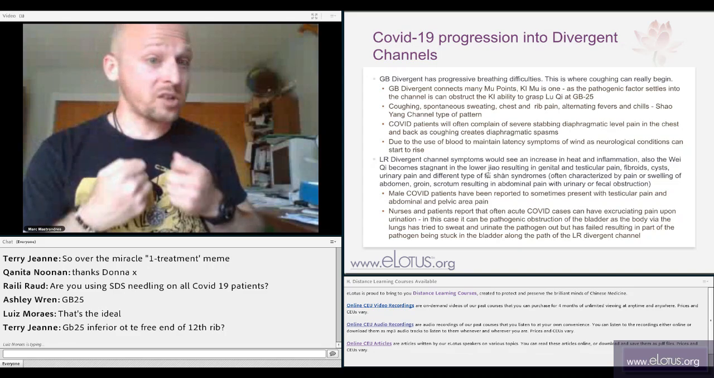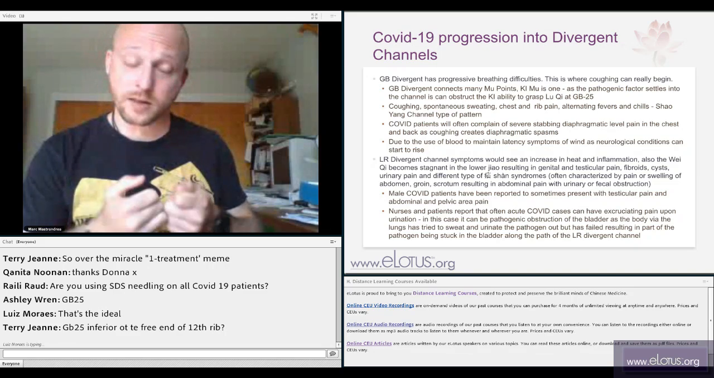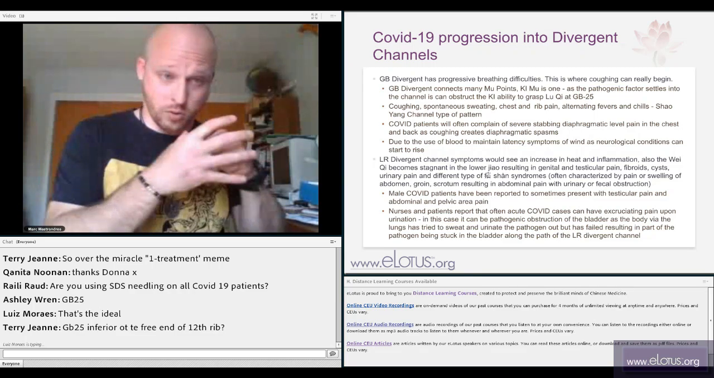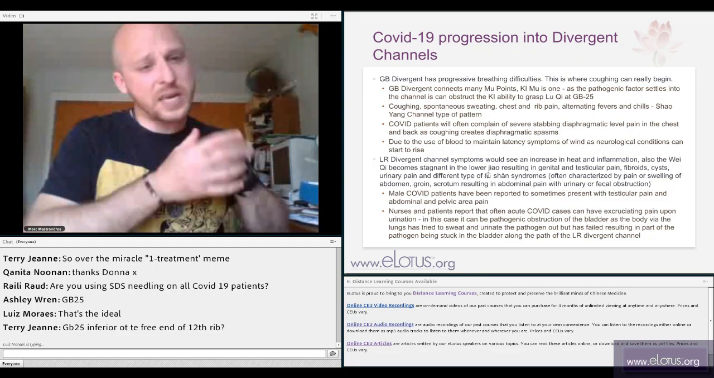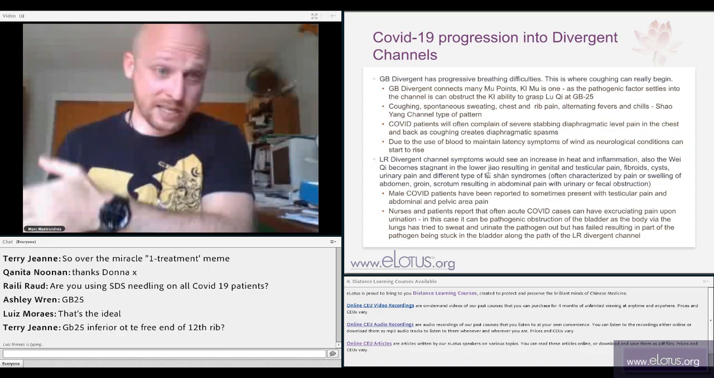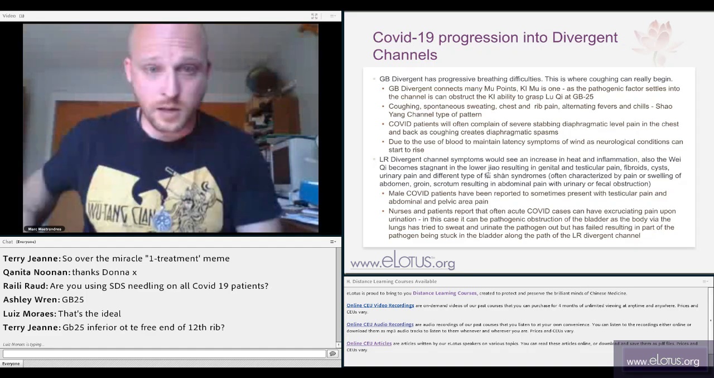This is where you can start to see neurological conditions in COVID patients, because the blood is what's holding on to the COVID or the pathogenic factor, and it's being eaten through, and you become blood deficient, you start to get neurological symptoms. This is where you start to see them, right? When this blood becomes deficient.